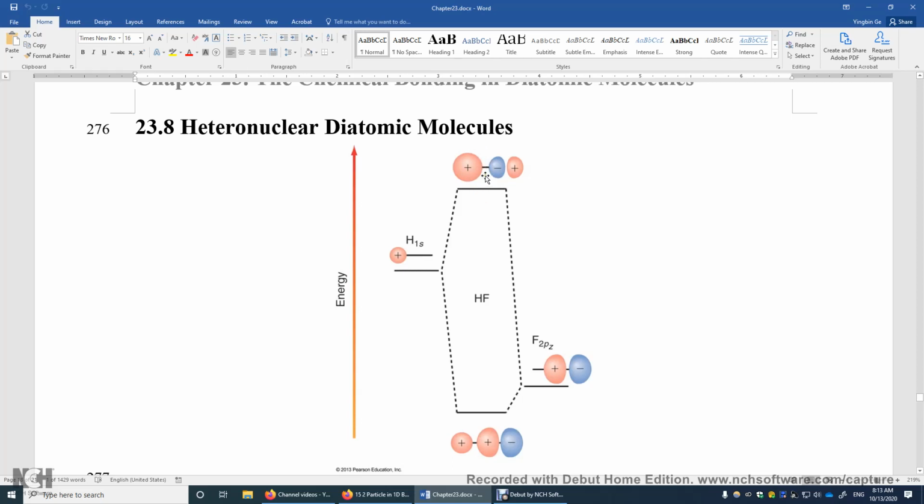This is the anti-bonding orbital. Do not assign g or u to heteronuclear diatomic molecules because there's no center of symmetry. There's no inversion center. There's no symmetric or anti-symmetric symmetry. So there's no g or u.